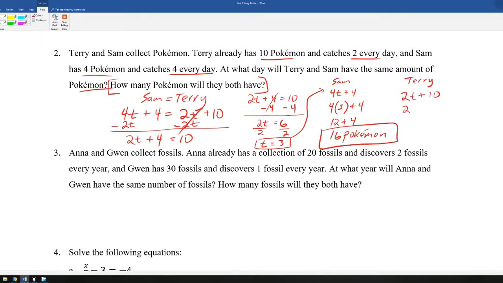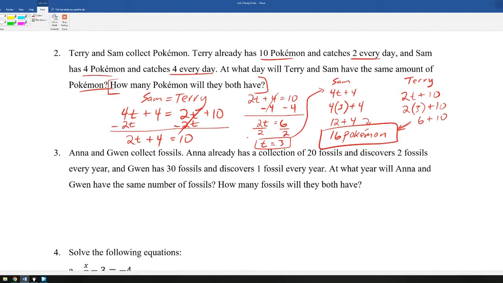And if you plugged in 3 for t, you should get the same thing. We got 2 times 3, which is 6, and 6 plus 10, also 16. So be aware that if you did this correctly, you should have the same amount of Pokemon for both people.